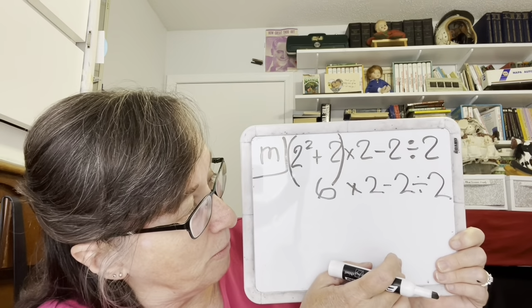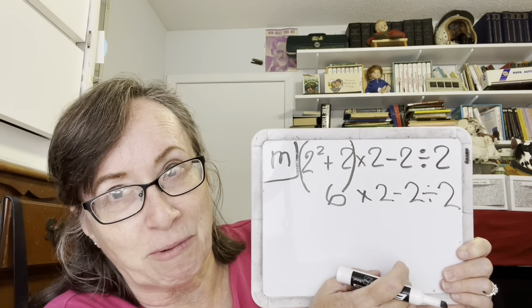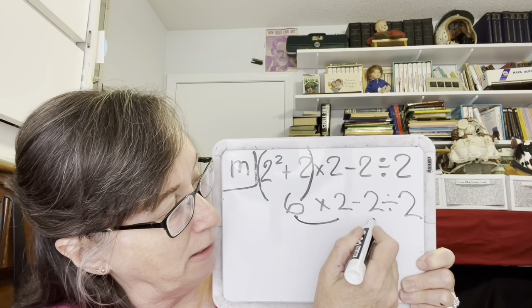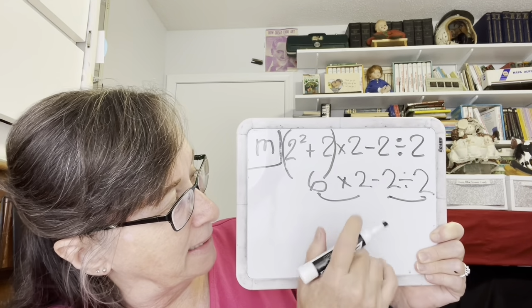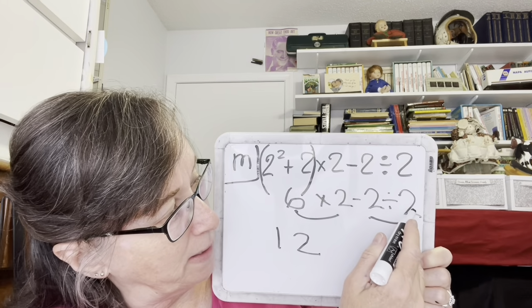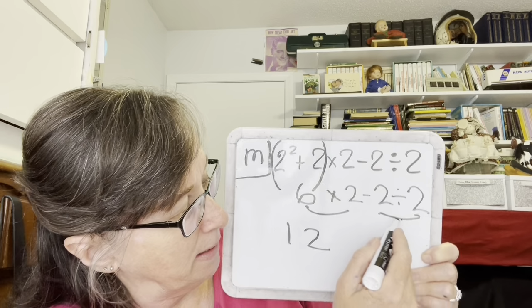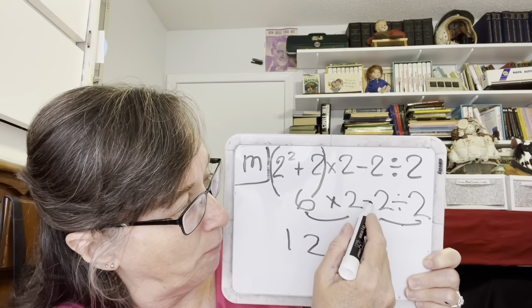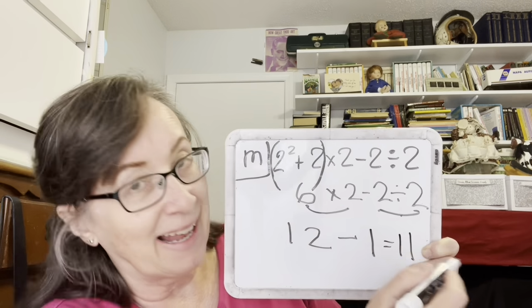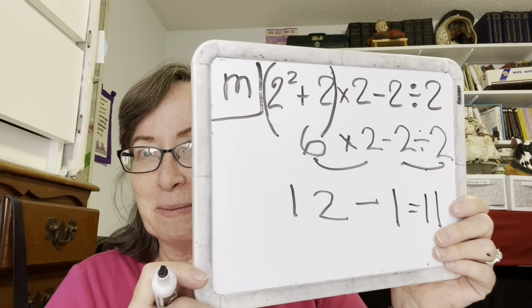So now we're going to go left to right on our multiplication and division. We have a multiplication, we have a division. 6 times 2 is 12. 2 divided by 2 is 1. So it's 12. Take away, because that's a minus, 1 is 11. See how much fun these are to play with. And that is your last practice problem. We're ready to go on to our actual written examples.